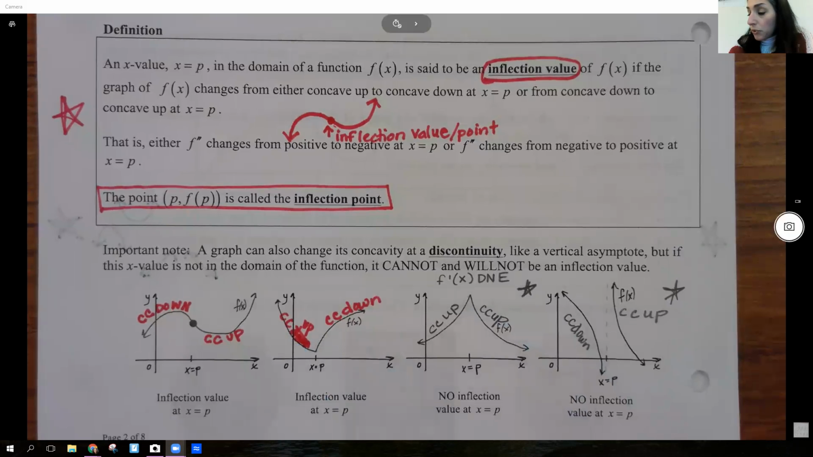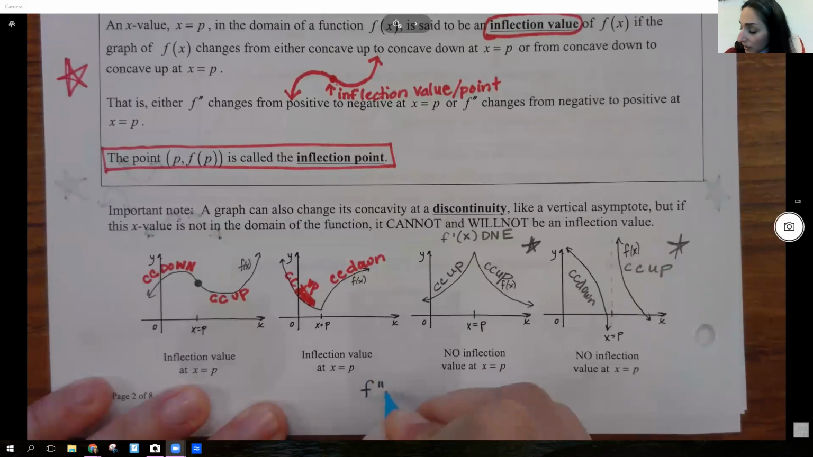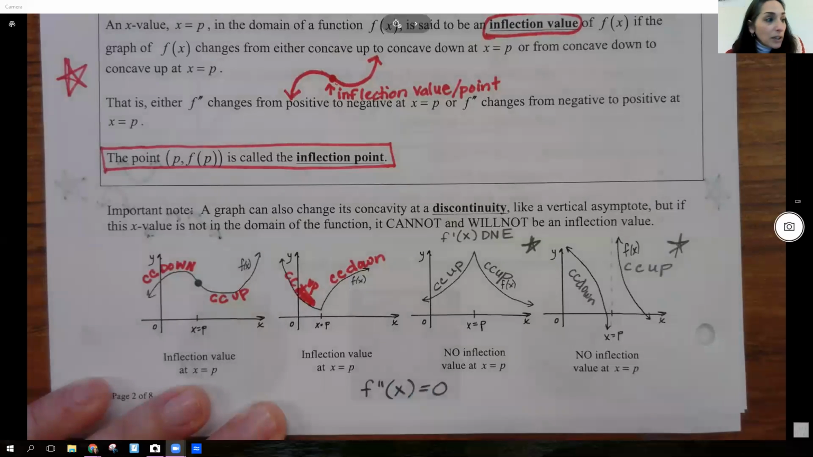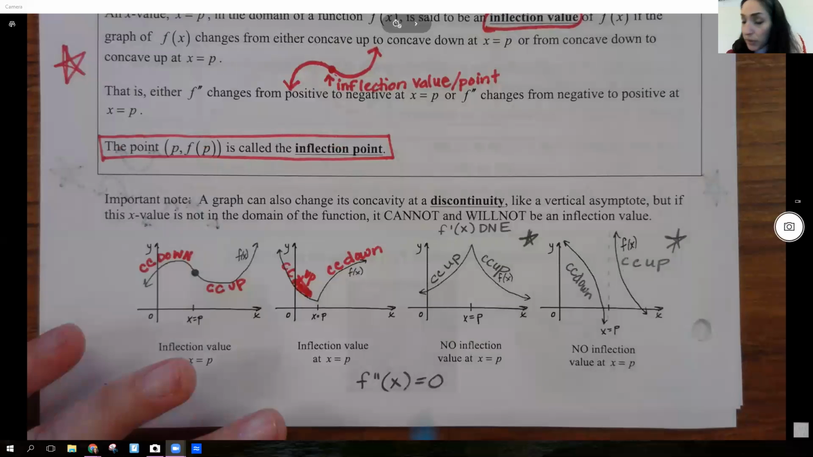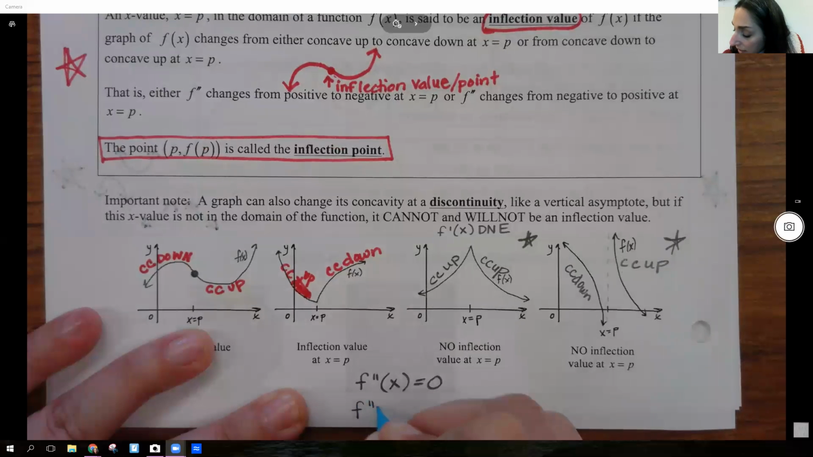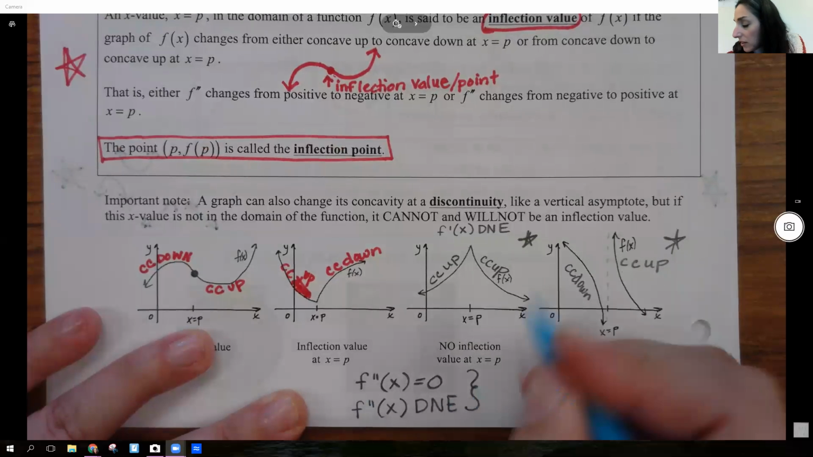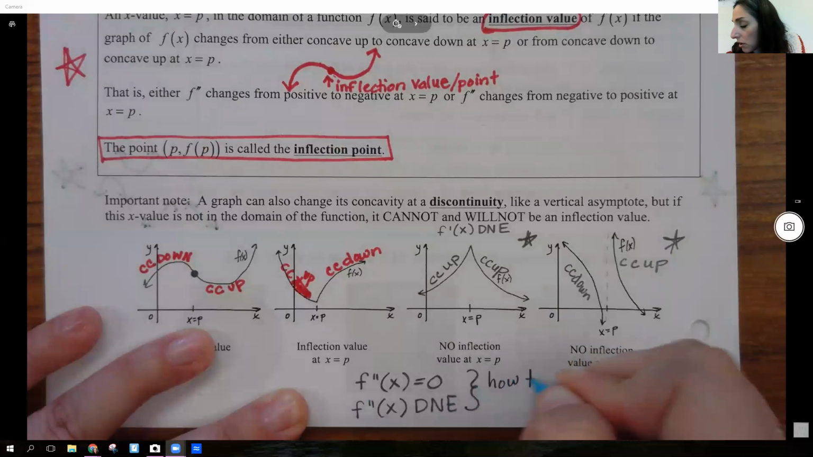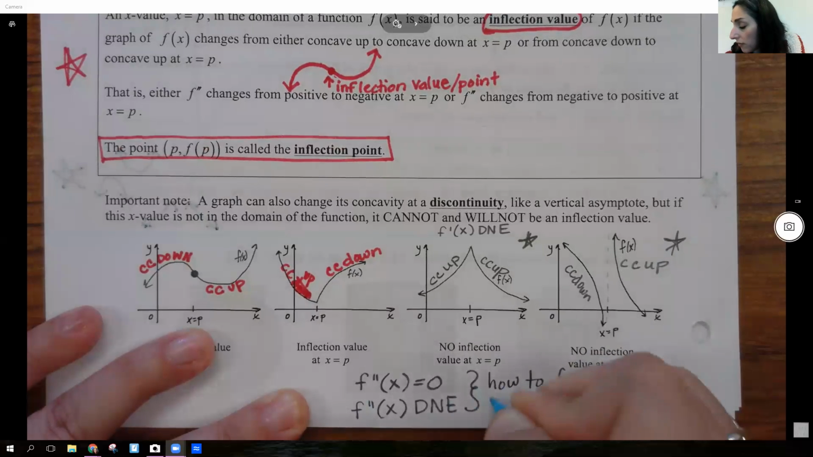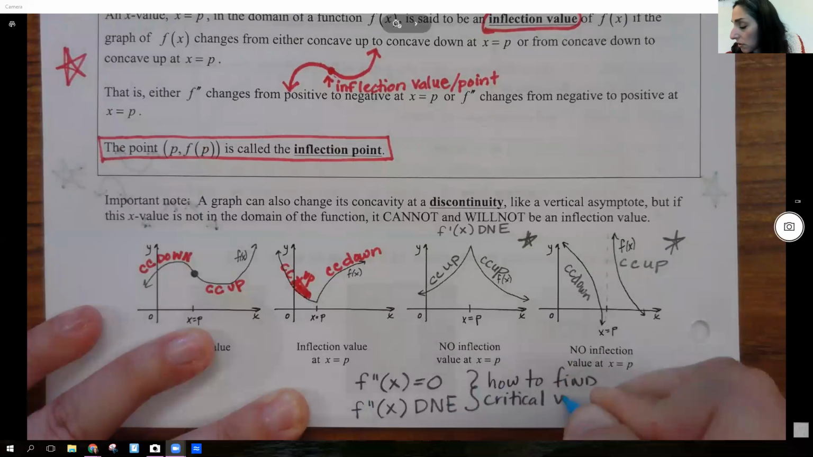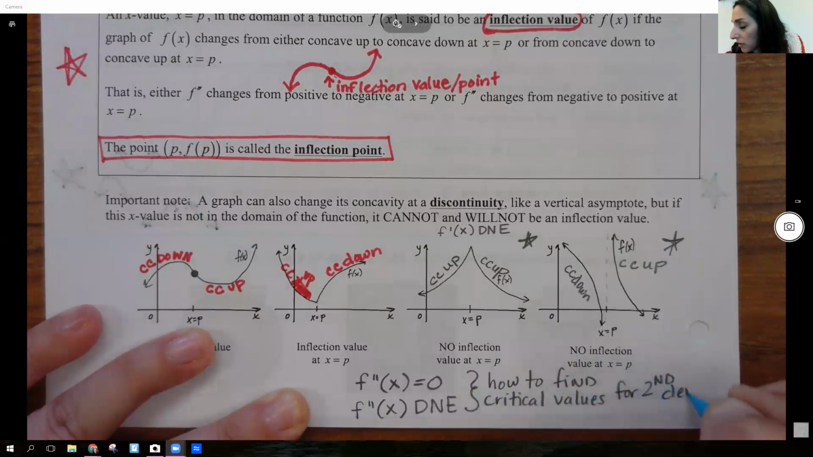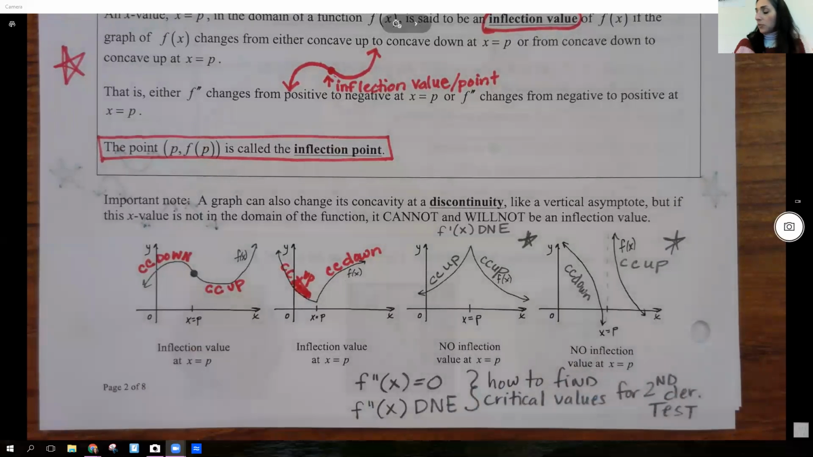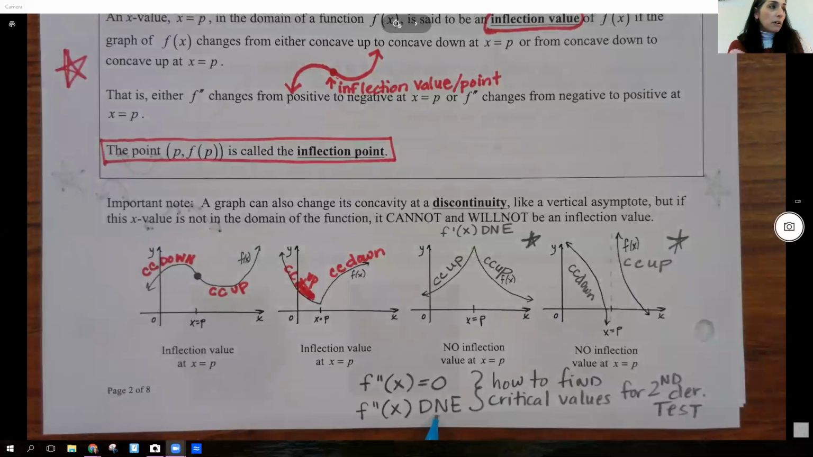So when we get into the steps on how to do this, you're going to end up taking the second derivative and setting it equal to 0, like we did with the first derivative. And you're also going to set it to where it doesn't exist. And these will still be the critical values for the second derivative test. So that's where the cusp example would be.